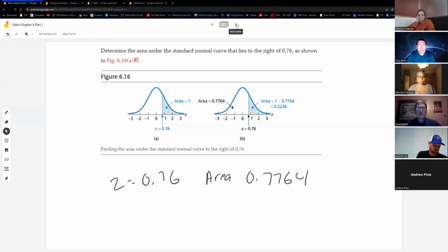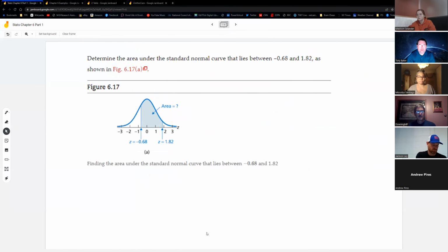All right, let's do one more. All right, so now this one, notice there's 2 areas. So what do you think we're going to do for this one? Yes, I'm going to make you speak on microphones. You just have to unmute yourself because I muted everybody.